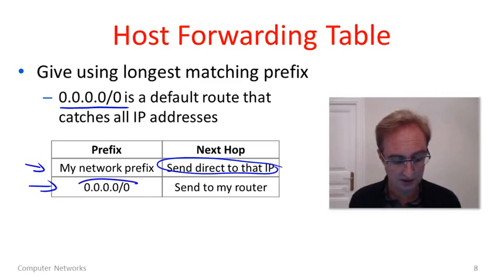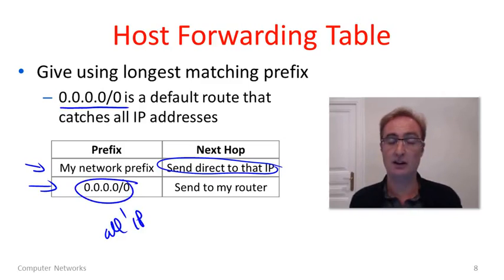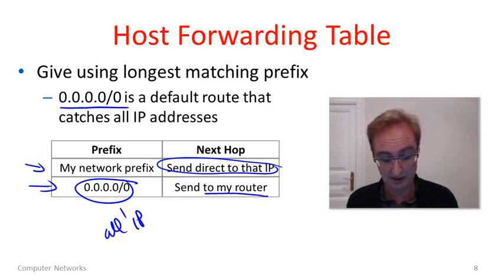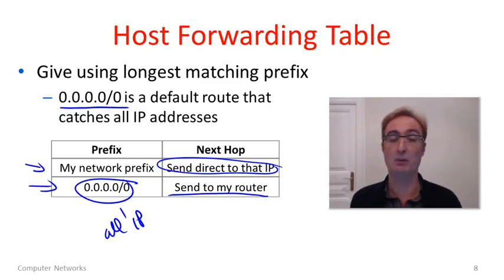So this is really an address meaning everything, all IP addresses, is encoded simply using a prefix notation. And the next stop for that is just send to the router. So that way we'll let the router worry about it. So our longest matching prefix rule allows us to encode this fairly simply and directly.